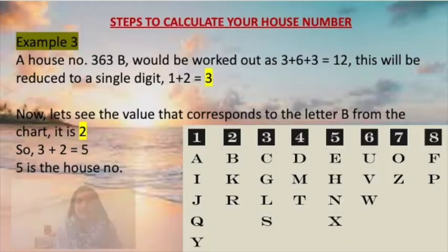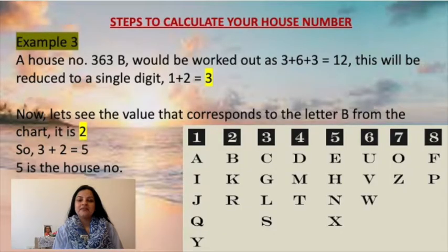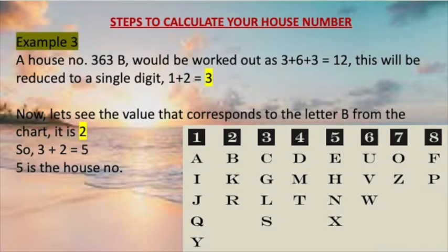Let's take another example where some alphabet is also attached with your house number. For example, house number 363B can be worked out by first adding 363, that is 3 plus 6 plus 3, which is 12, which will be further reduced to a single digit, that is 1 plus 2 is 3. And now from this chart we can see which value corresponds to the alphabet B, and B here is 2, so we add 3 plus 2, which is 5, which is your house number.